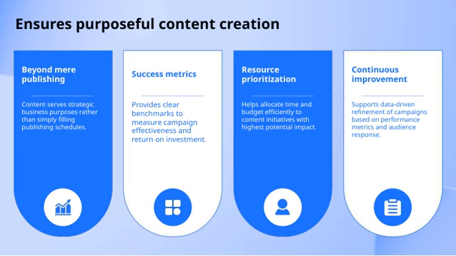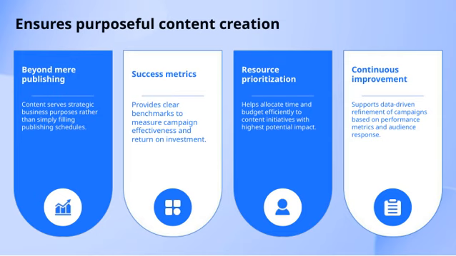To measure how well we're doing, we need success metrics. These are the clear benchmarks that tell us if our campaigns are effective and if we're getting a good return on our investment. It's about tracking performance so we can see what's working and what's not. Resource prioritization is also crucial. By understanding which initiatives have the highest potential impact, we can allocate our time and budgets more efficiently. This ensures we're focusing on the content that truly moves the needle.